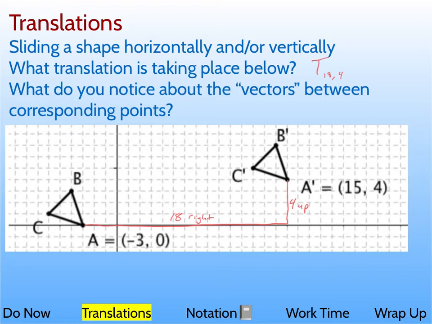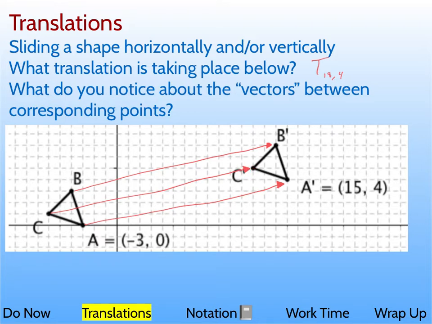Now, this next question says, what do you notice about the vectors between corresponding points? First, let's draw the vectors between corresponding points. These vectors show the distance and direction, like from A to A prime, from C to C prime, and from B to B prime. It shows the direction that the translation actually goes, and you have an arrow to determine which direction that goes.